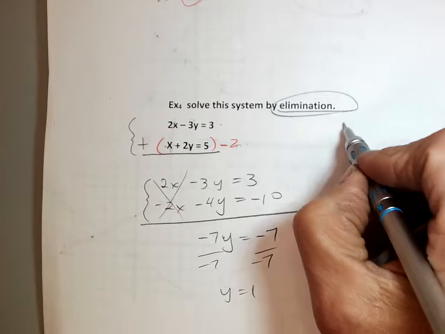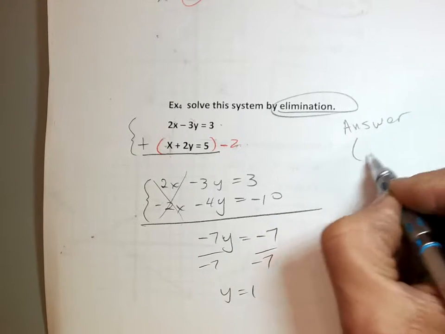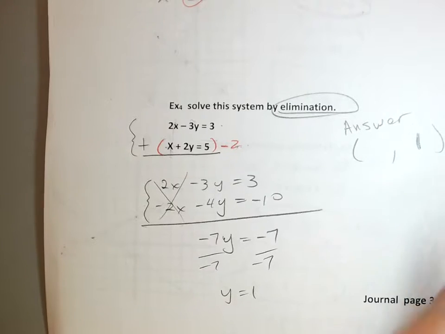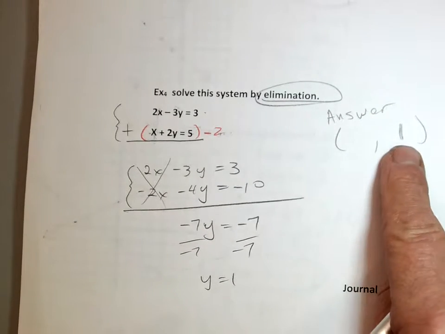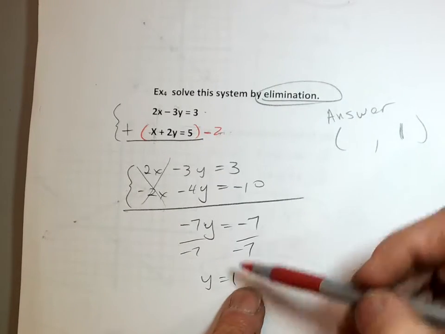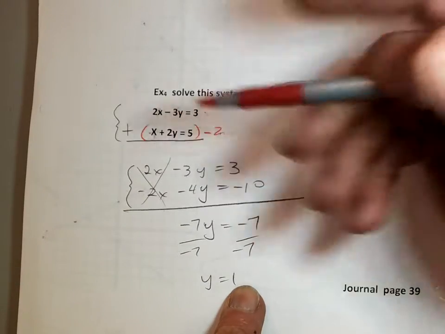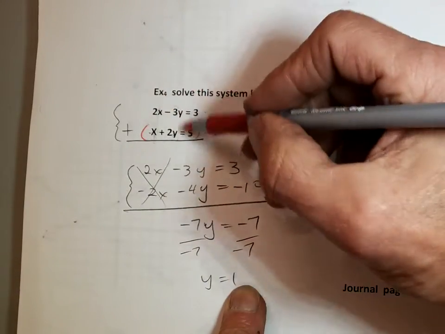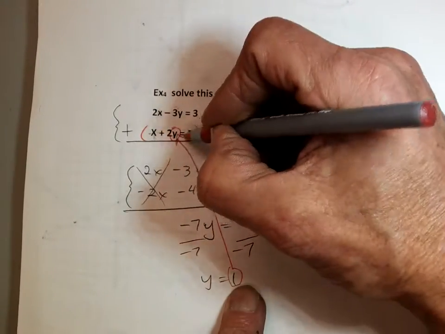So my answer is something, 1, because that's my y value, right? And then to find the x value, I'm just going to plug it in. So I can plug this 1 into either the first or the second equation. It does not matter, but I'm going to plug it into the second equation because it's all positives, right? So plug that right in there.